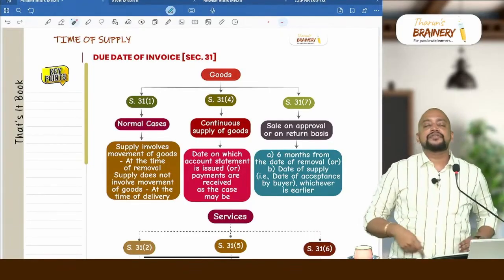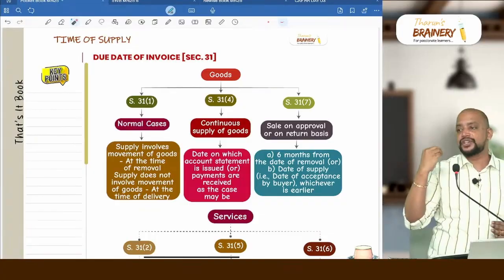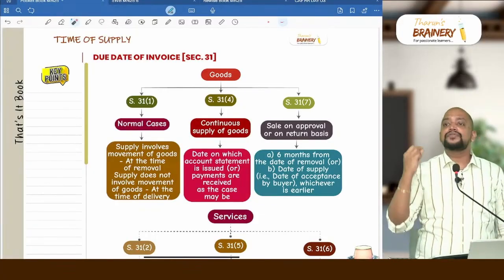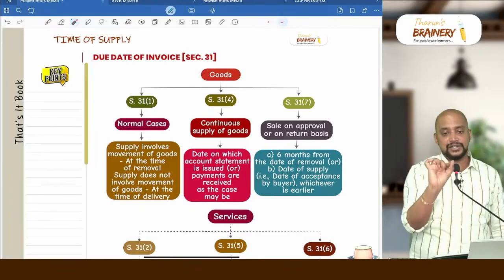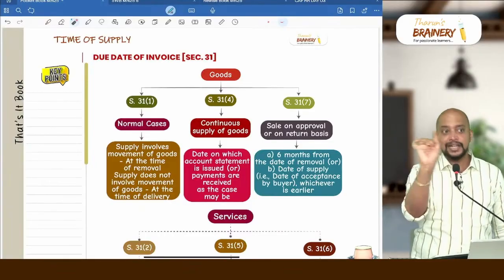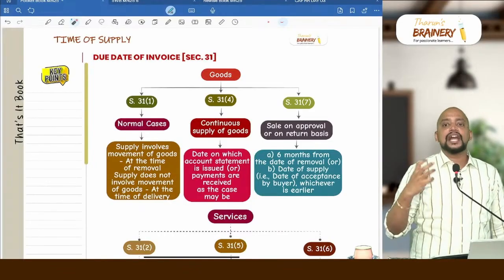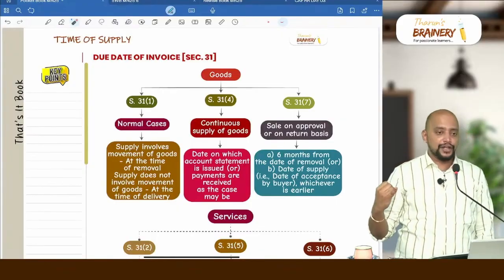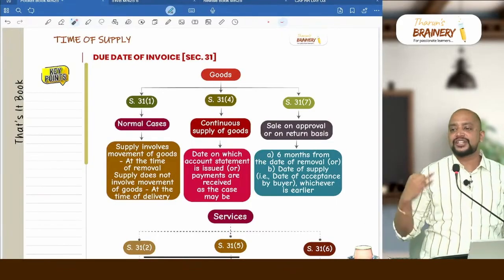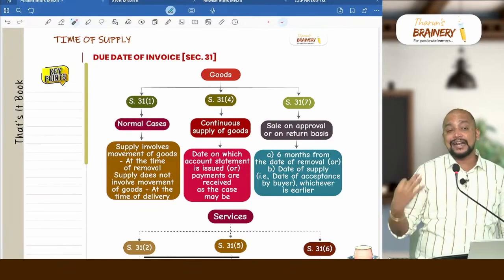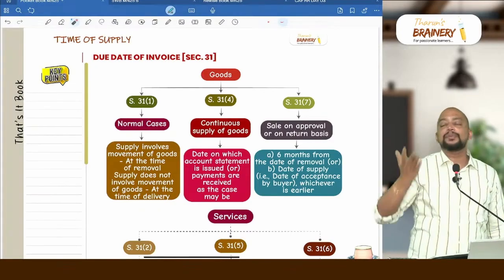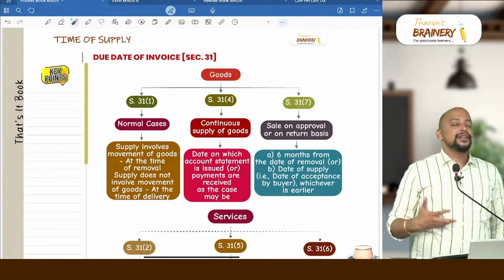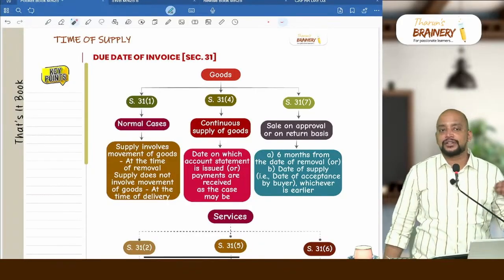Third objective of time of supply is to determine the rate of GST, because on different dates there will be different rates of GST. So we need to see what is the time of supply for the transaction, as on time of supply what is the rate of GST that is relevant. So time of supply is relevant for these three purposes. Number one, to determine the due date of payment of GST, to determine the exchange rate, and to determine the rate of GST. But the time of supply for a transaction is in turn dependent upon the due date of invoice. That due date of invoice is given in section 31.